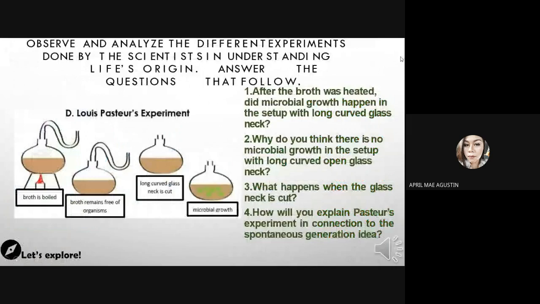Observe and analyze Louis Pasteur's experiment. After the broth was heated, did microbial growth happen in the setup with the long curved glass neck? Why do you think there is no microbial growth in the setup with the long curved open glass neck? What happens when the glass neck is cut? How will you explain Pasteur's experiment in connection to the spontaneous generation idea?